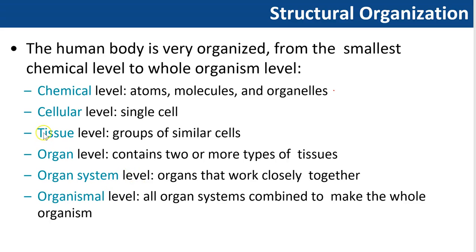The simplest level of the structural ladder is the chemical level. At the chemical level, we have atoms, molecules, and organelles. At this level, atoms, the tiny building blocks of matter, combine to form molecules such as water, sugar, and proteins, and then molecules combine together to form organelles, which we have inside of the microscopic cells.